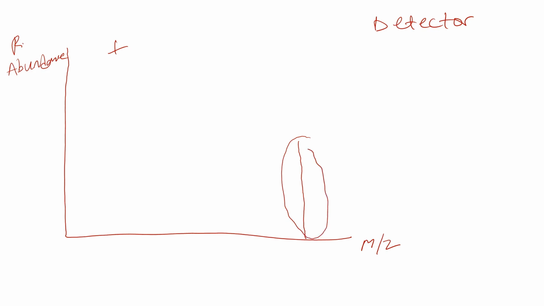Now in terms of isotopes, if the atom has more than one isotope, we are going to have more than one peak, right? So let's say you have 1 and 2. So this is basically how mass spectra of single atoms and isotopes look like.